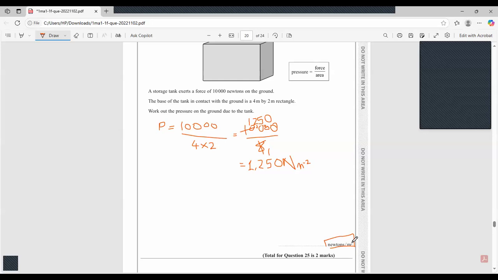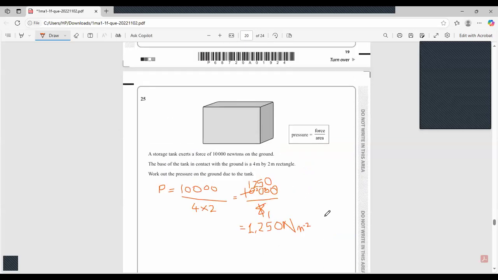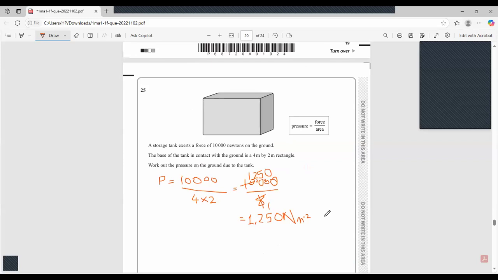So 4 times 2 was the area. Yes, the 4 times 2 was the area, because it's a rectangle, right? And the area in this case is whatever is the shape that is at the bottom. So since the shape at the bottom is the rectangle, we had to find the area of that rectangle. Oh, okay.